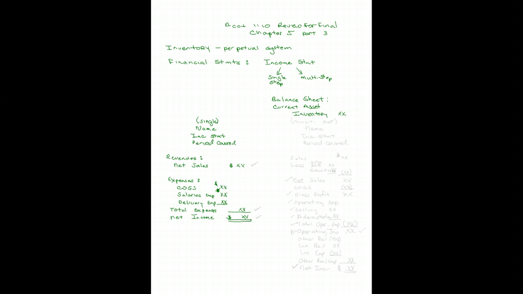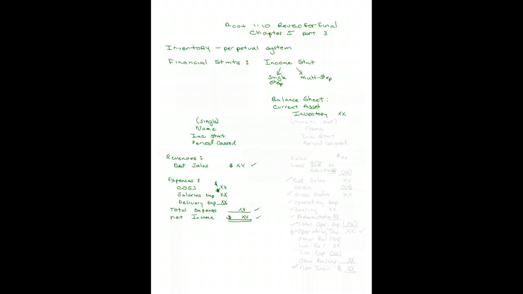A single step income statement lists revenues all together. I only put down one, net sales. You've lost the detail. It just brings in net sales. Remember, that's minus returns and allowances and discounts. And then it lists expenses, putting cost of goods sold down as one. Lists them all together. Then you have net sales minus one number, total expenses, which includes everything, coming up with net income. It's done in a single step. Sales minus expenses, or revenues minus expenses equals net income.